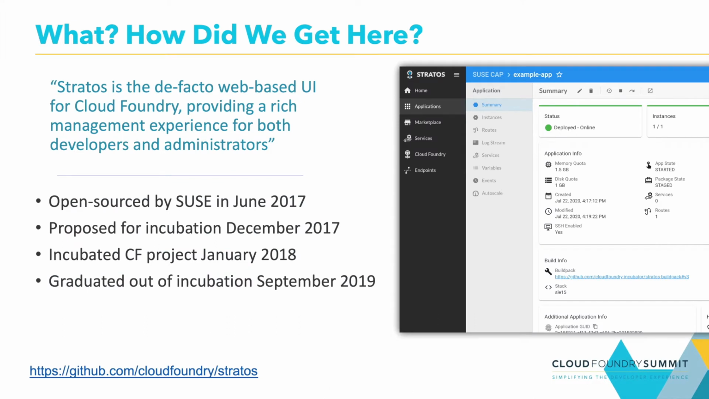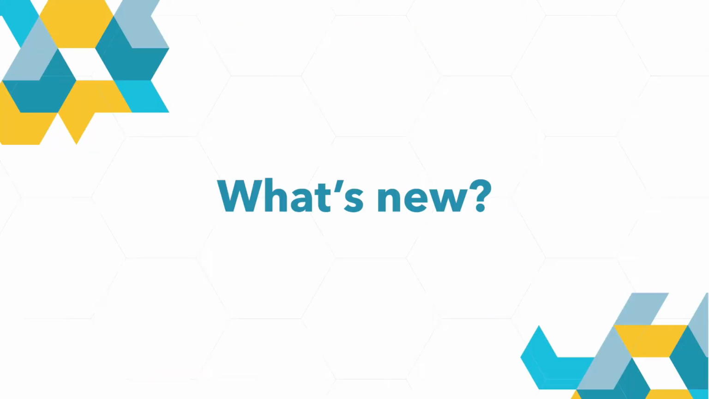Okay, very briefly, what is Stratos? Stratos is a web-based user interface for Cloud Foundry, and it provides a rich management experience for both developers and administrators. It was created by SUSE back in 2017, and over the years we've now progressed and we're a top-level Cloud Foundry project. So in this session I'm going to go through the slides very quickly, and we're going to focus the time on a demo. So Richard will demonstrate the new features that we've got for the new version 4.2.